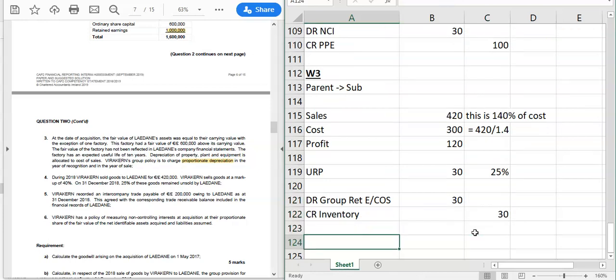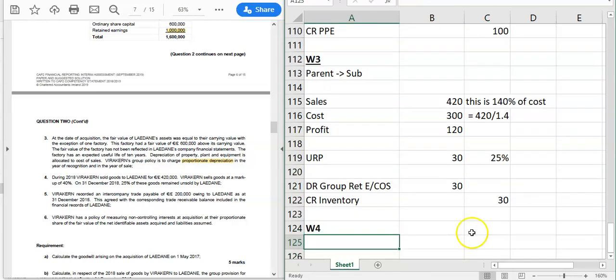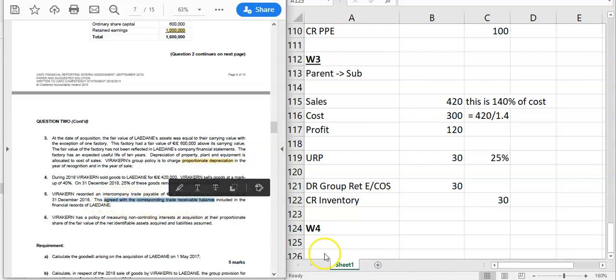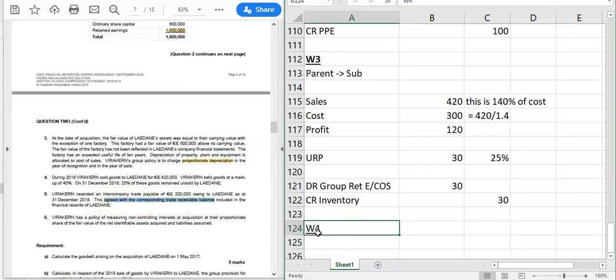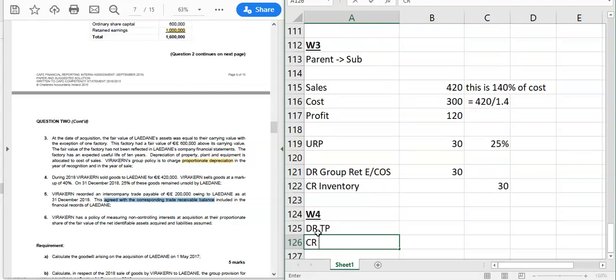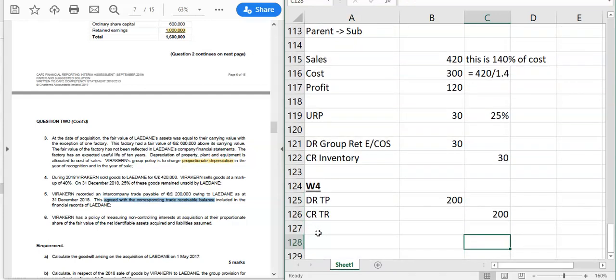Right. And then our working 4, we have an intercompany balance between the sub and the parent at the year end, and they match. This agreed with the corresponding receivable. We know under IFRS 10, you can't owe money to yourself in terms of group accounts, so you eliminate them against each other. Sometimes there can be differences and you have to reconcile them. That's called goods in transit and cash in transit, and that has come up in previous papers, but we don't have it here. So all we do here is debit trade payables as a group, credit trade receivables, to eliminate those 200s against each other. And that's all you're required for your working 4, and you'll show that in the financial statements.